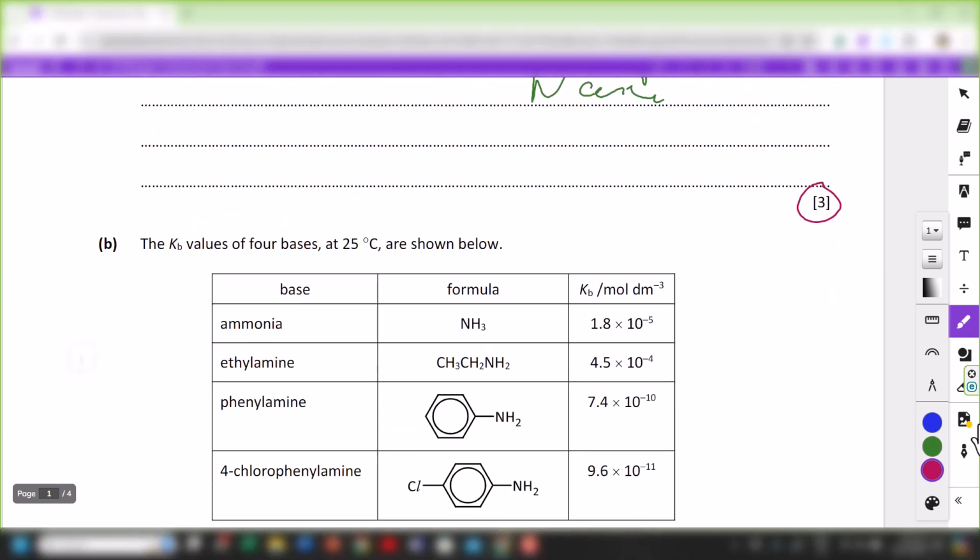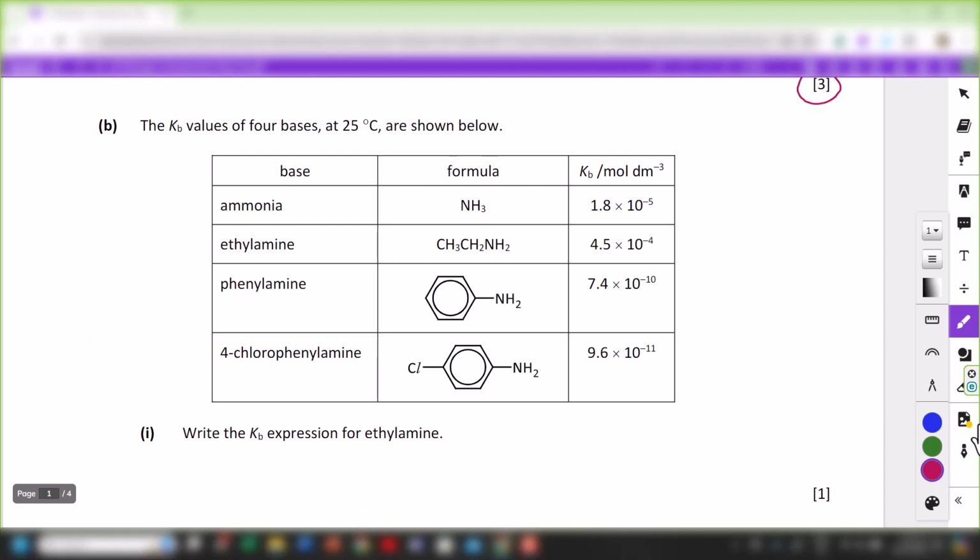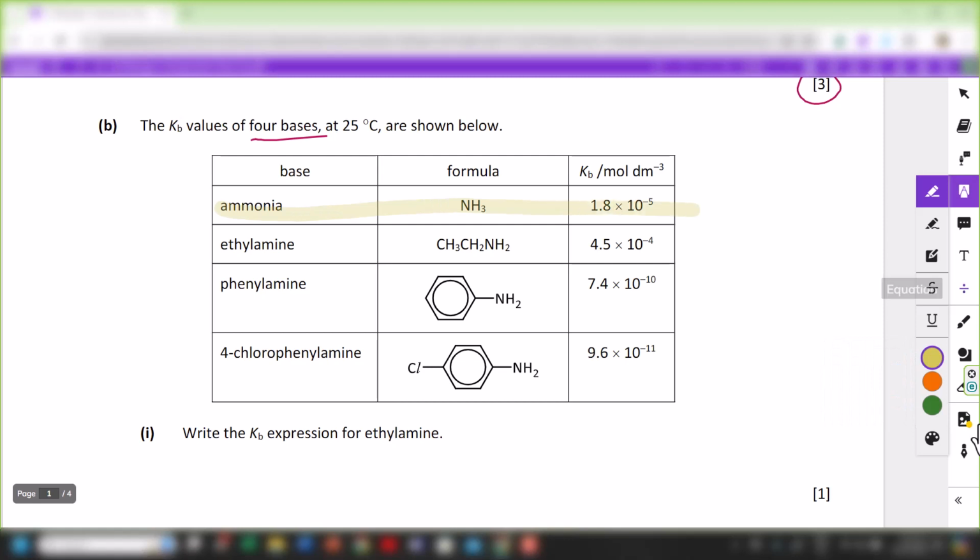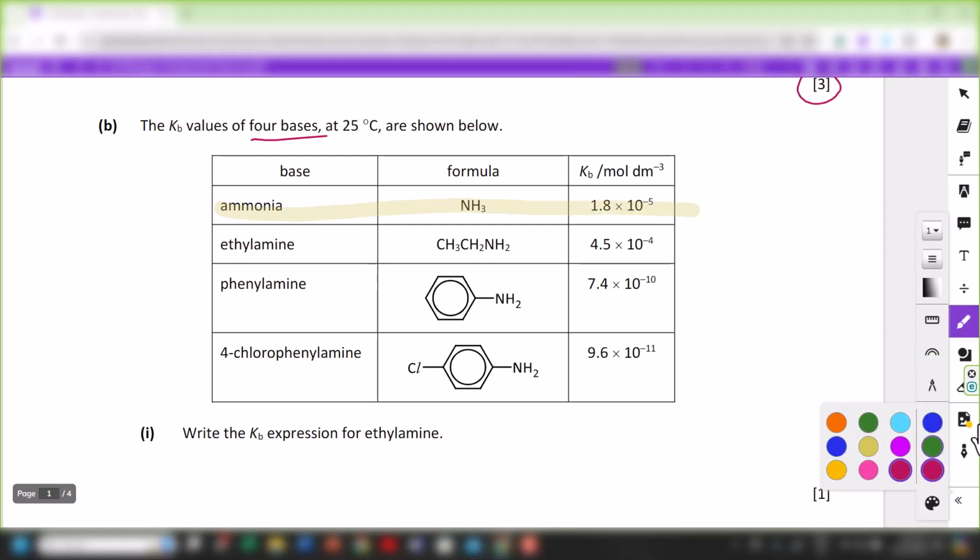We're going to move on to b part 1. The Kb values of 4 bases at 25 degrees C are shown. So this is Kb, not pKb. Remember, the bigger the Kb, the greater the extent of ionization. Then we have ammonia. Usually we will use that as the benchmark. So ammonia, the benchmark, I'm going to highlight in yellow. That's 1.8 times 10 to the power of minus 5.